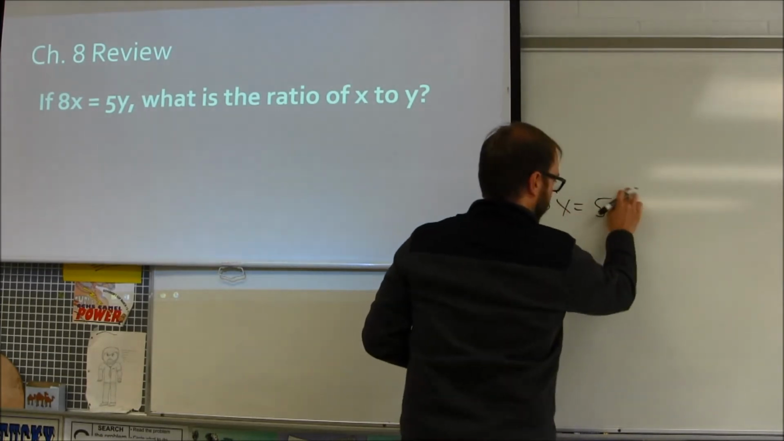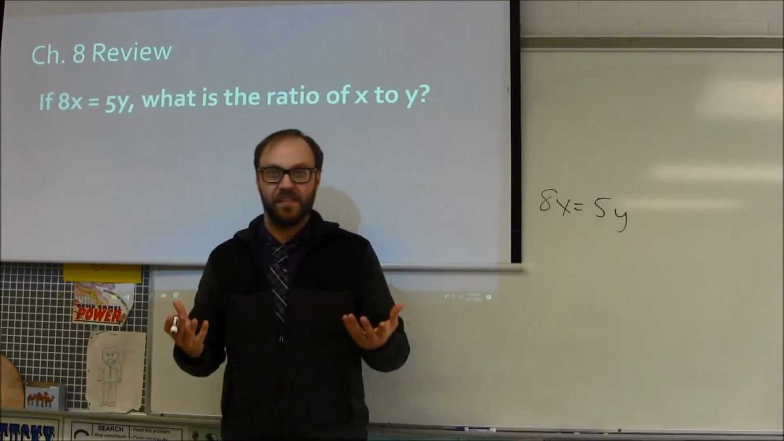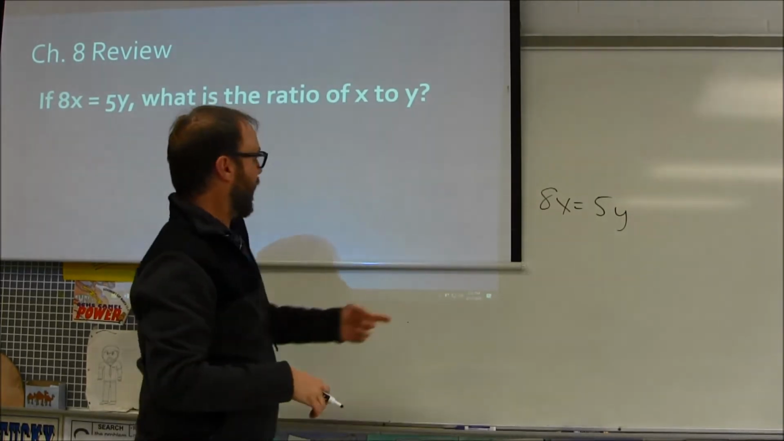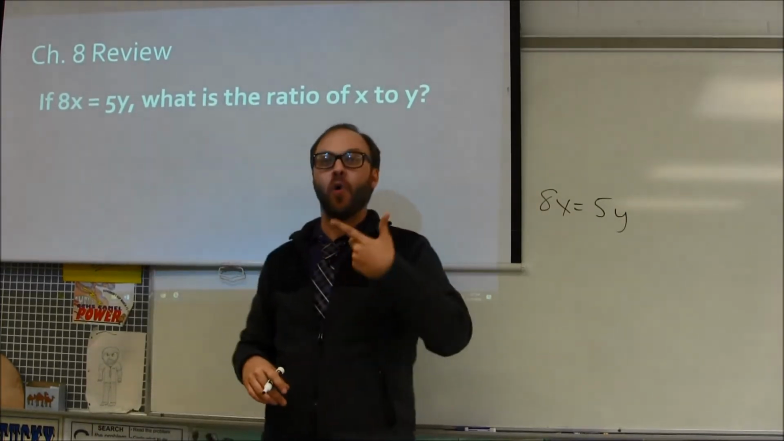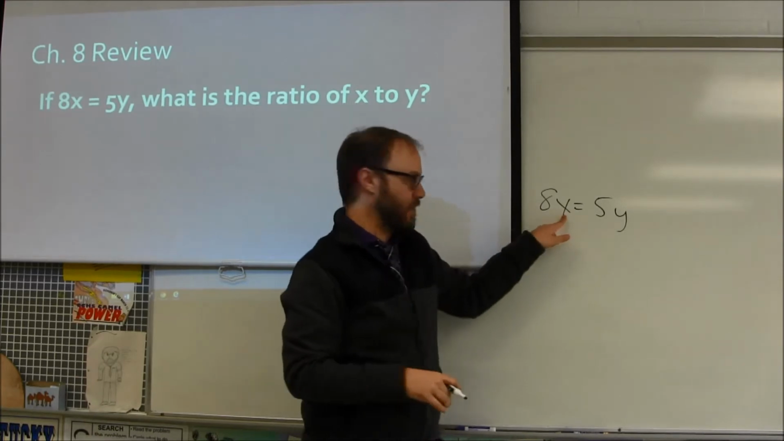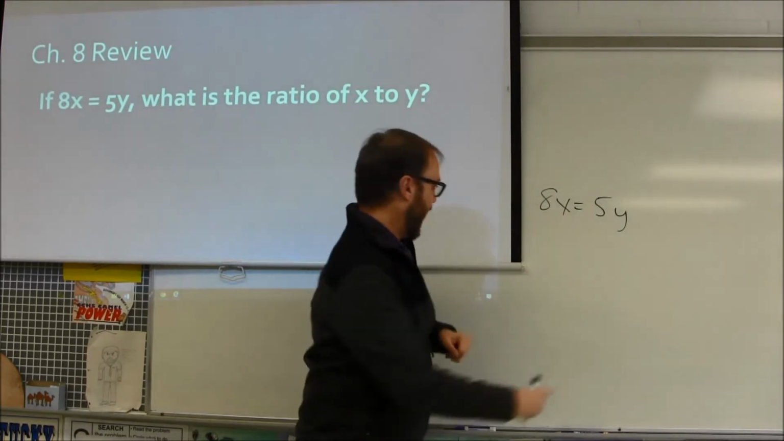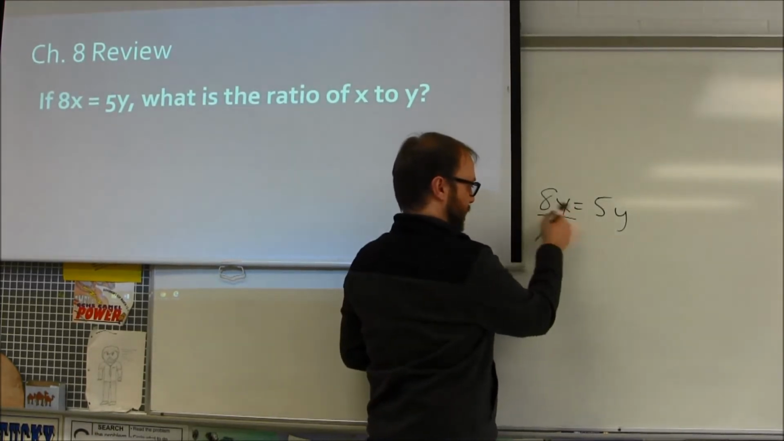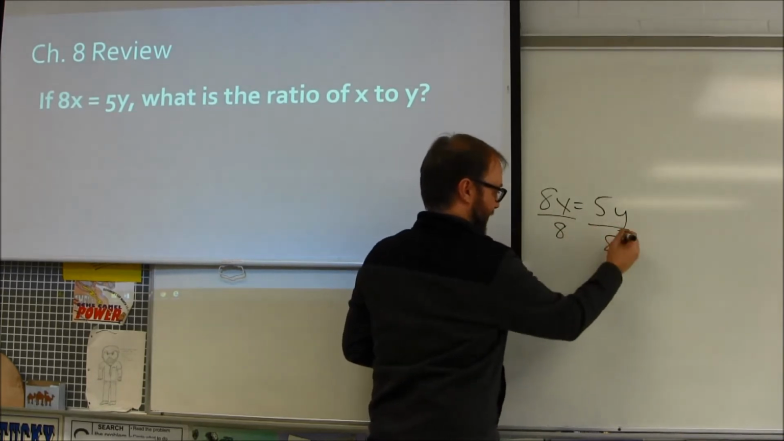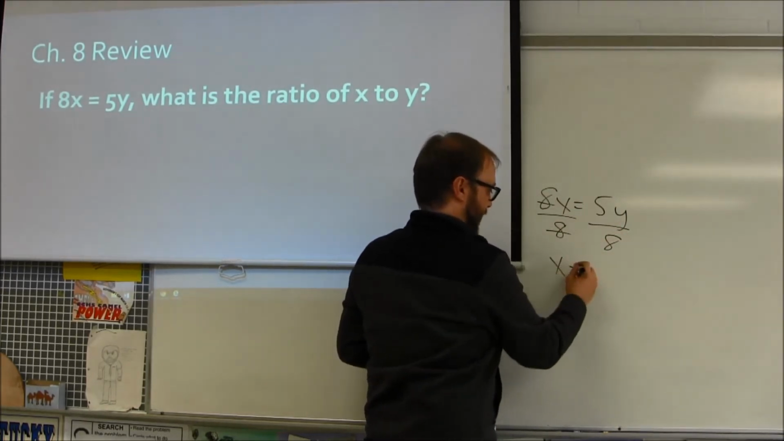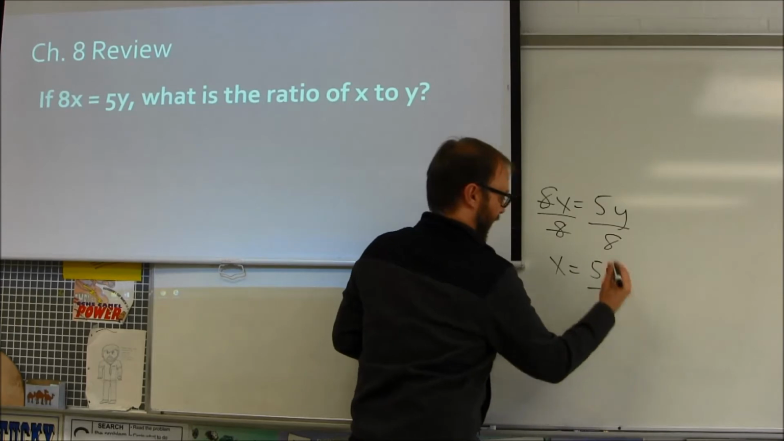If this was on your Algebra 1 final, you would probably just manipulate the statement. Multiply and divide x to y. We want x over y, which means I want x in my numerator, which it is. I don't want to have 8 here. X is being multiplied by 8, so you can divide by 8. And that would give me x equals 5y over 8.